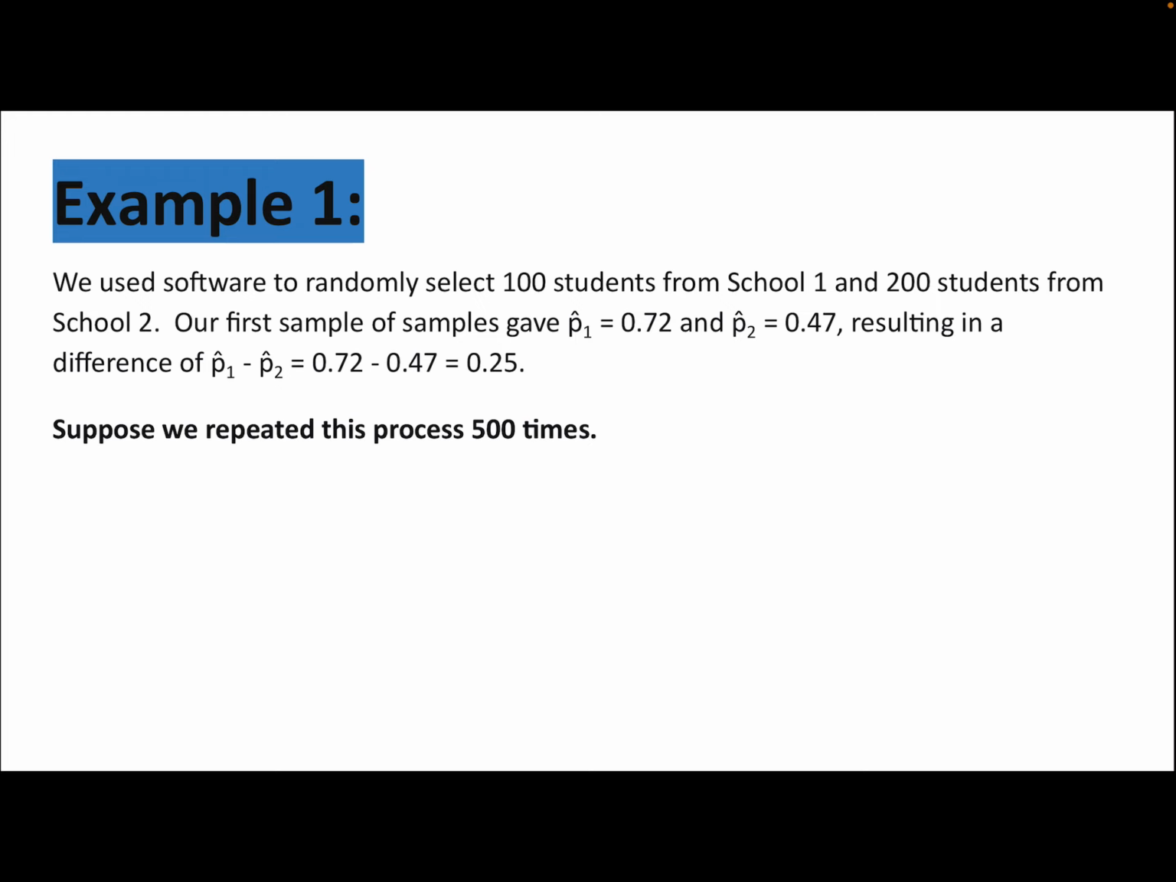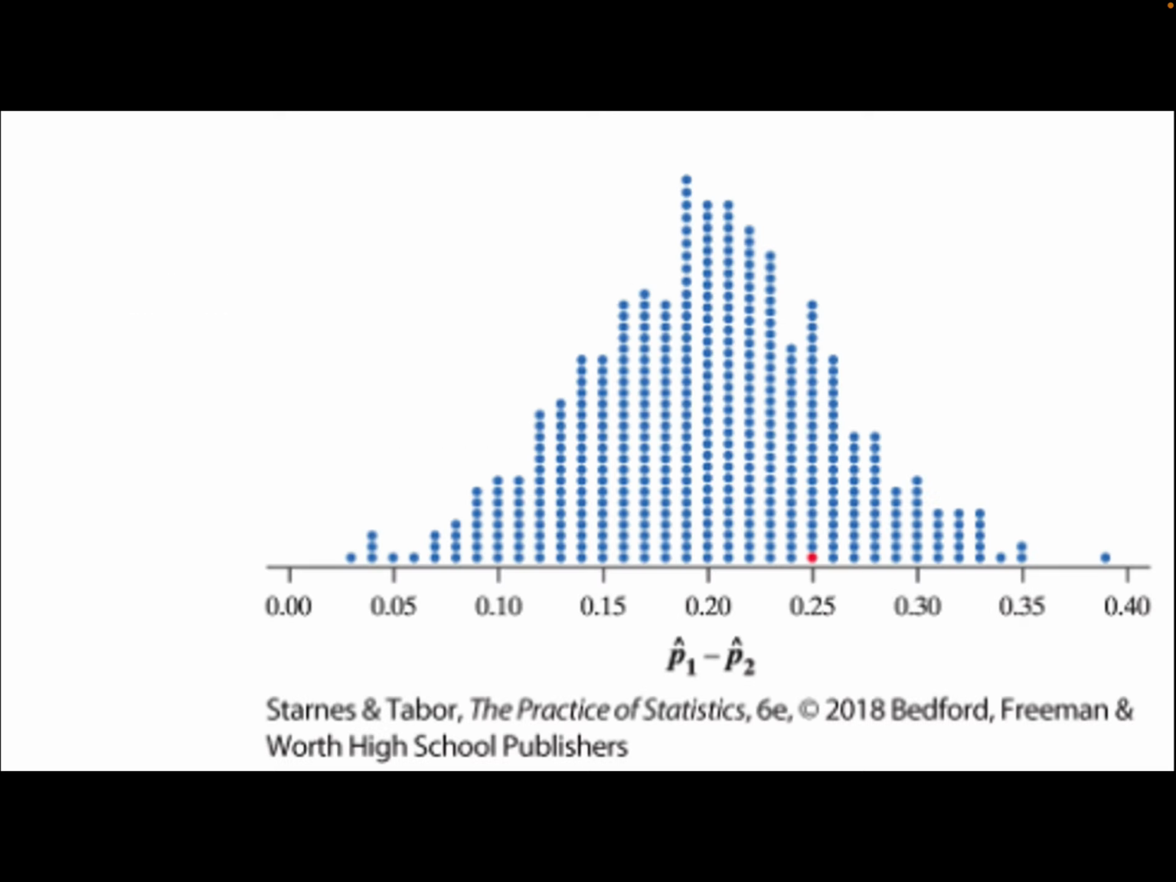So let's say we use software to randomly select 100 students from school 1 and 200 students from school 2, completely random samples. And then for both of those samples, we calculated the proportion from the sample who did their homework. So our first sample gave p hat 1 equal to 0.72 and p hat 2 equal to 0.47. This was from school 1, this was from school 2. And the difference between those two sample proportions, 0.72 minus 0.47, is 0.25. And let's say we repeated that many times.